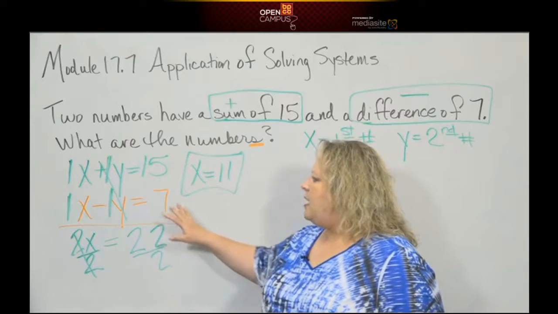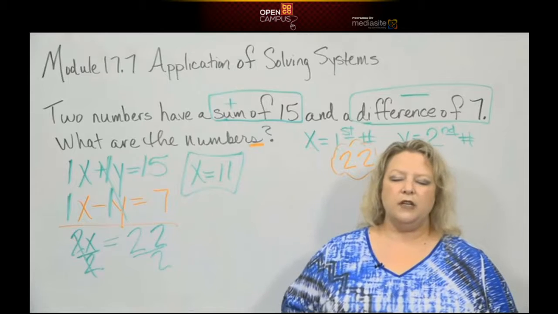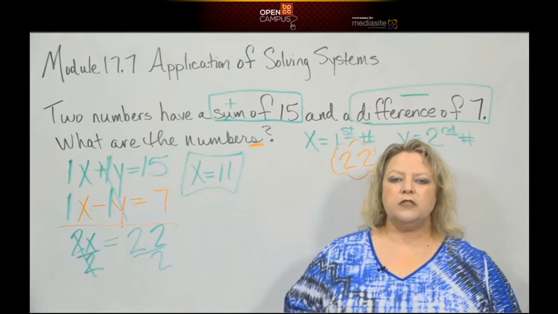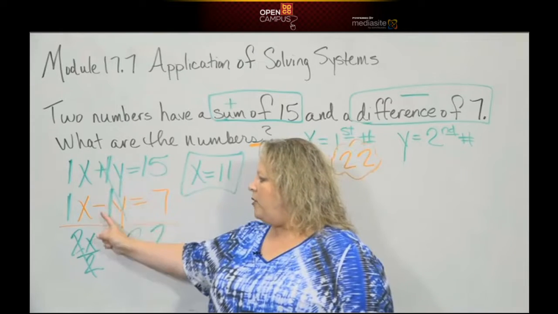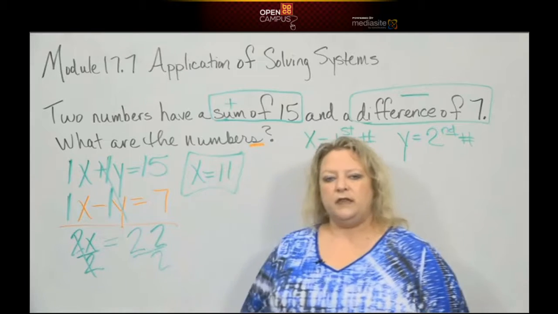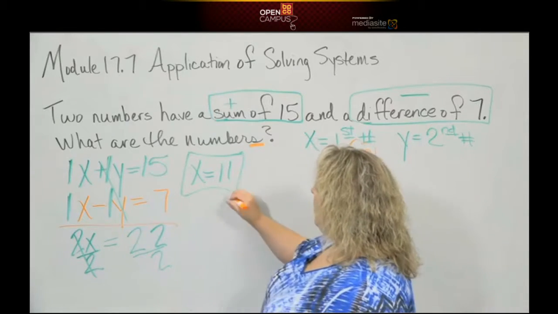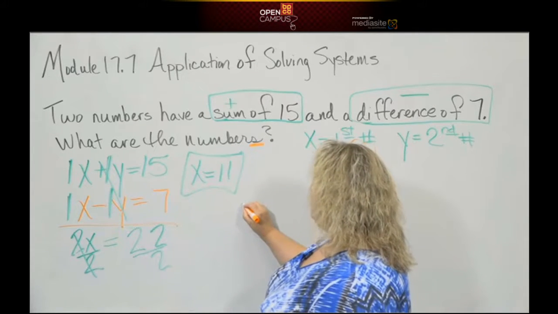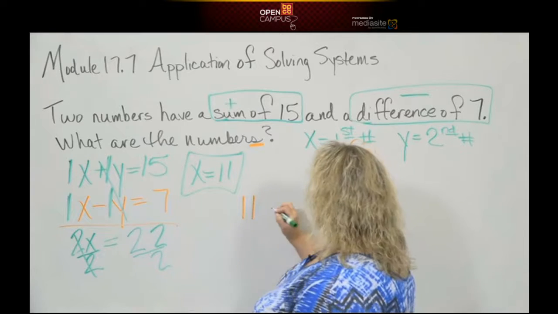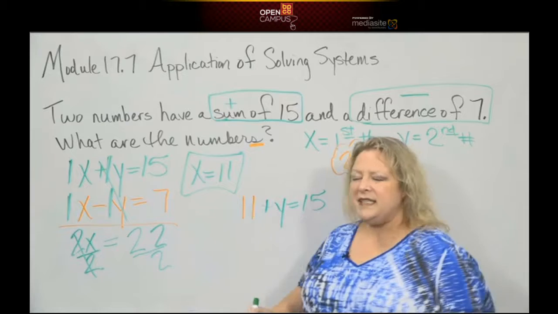When I go to find the other number, does it matter which one of these two equations I plug it into? Absolutely not. Which one is going to require the least amount of thought? That's what I do. I'm going to plug it into the top one because I don't want to have to deal with that minus y, all right? So let's do that. I'm going to substitute 11 in place of this x right here. So that's going to be 11 plus y equals 15. See how easy this is?